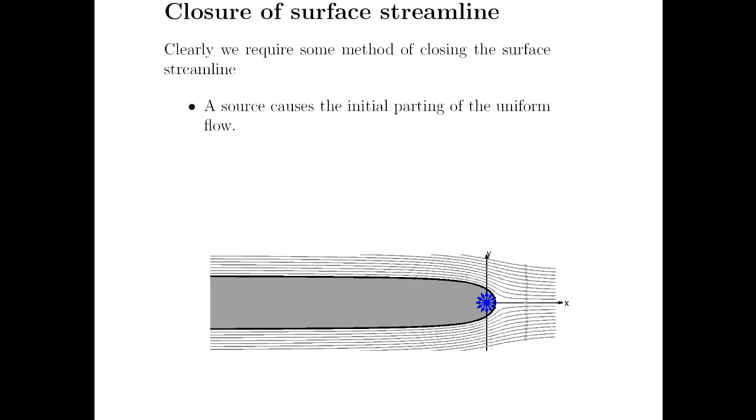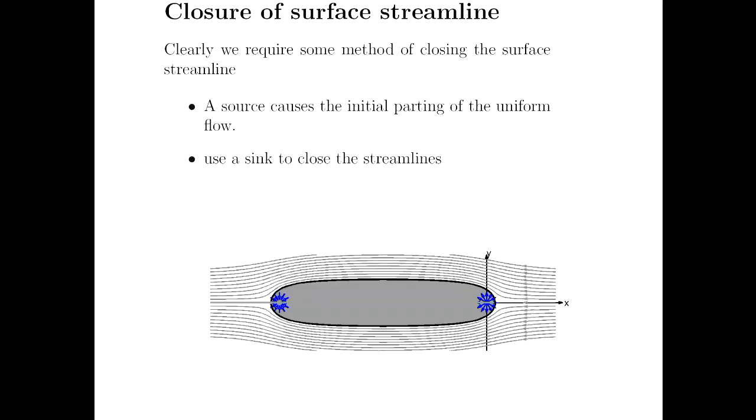So we have a source which caused the initial parting of the uniform flow, which is here. Now if I want to close this half Rankine body, what do you think I should add downstream? A source parts the uniform flow. If I want to close my Rankine body, what should I add at some downstream location? A sink. Very good. So I just use a sink to close the streamlines.